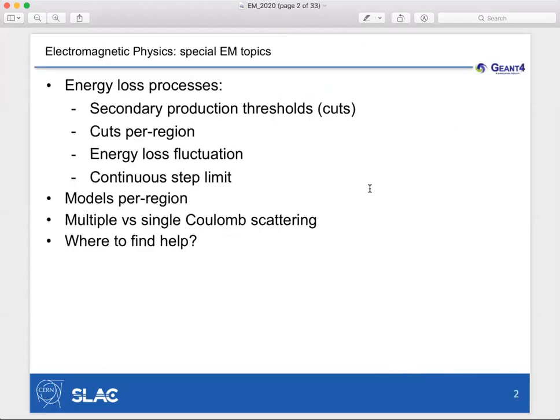So what are these special topics? Many things will be related with energy loss processes. We will get soon there what I mean here. We will talk about secondary production threshold. What is it, why, and how you can set proper values.